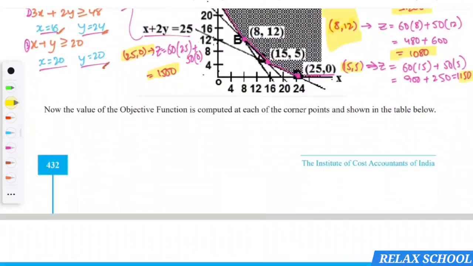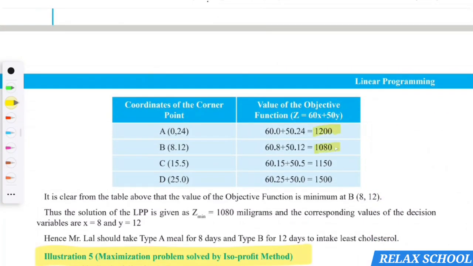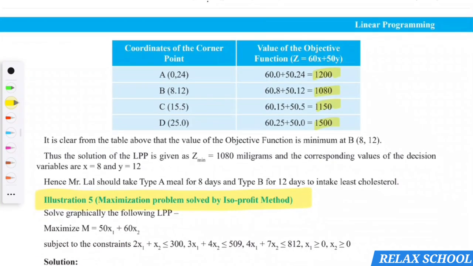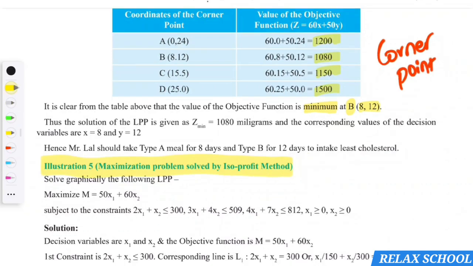So we will look if the answer was the same in the question. We've got 1200, 1080, 1150, 1500. The objective was to minimize, and at B we have 8 and 12, which was the right answer. So with this we have completed the corner point method. So this is it in this video, guys. In the next video we are going to discuss the isoprofit method.